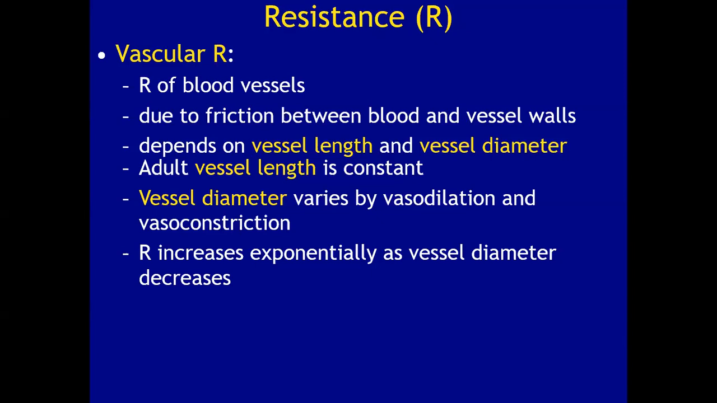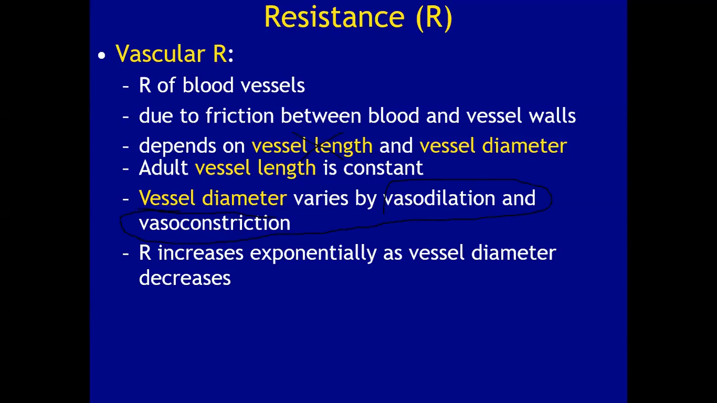So the resistance is going to be dependent on the length of the vessel as well as the diameter of the vessel. Well, by the time we're an adult, like we are now, our vessel length is constant, okay? We're not going to grow anymore, so our vessel length is constant. So we can kind of eliminate what's going on with vessel length now. So what do we have left? Vessel diameter. And we know that we can control the vessel diameter of our arteries, especially because we can do vasomotion, that vasodilation and vasoconstriction of things.